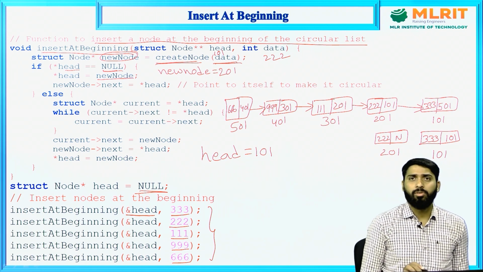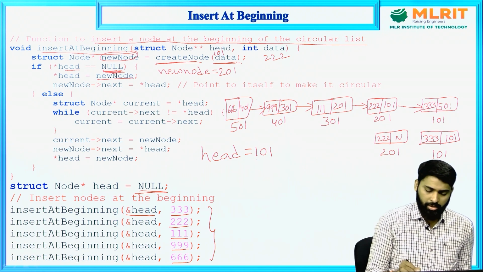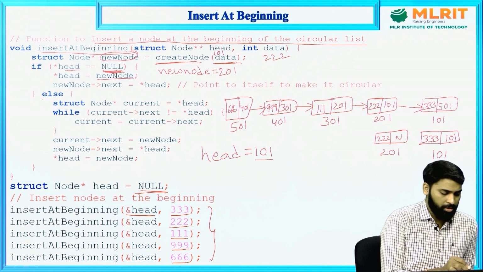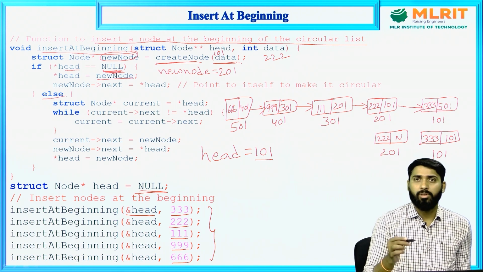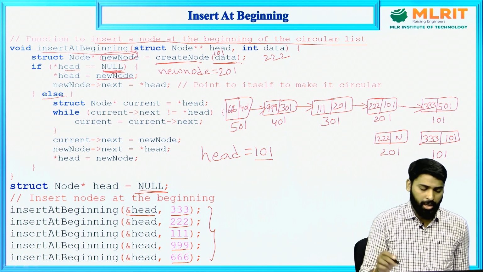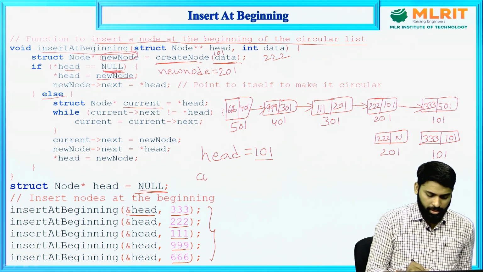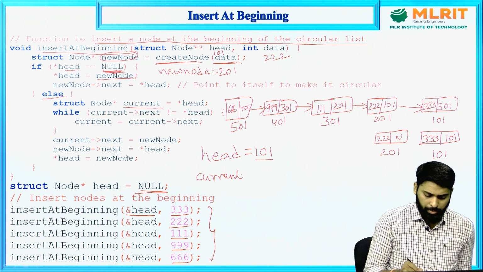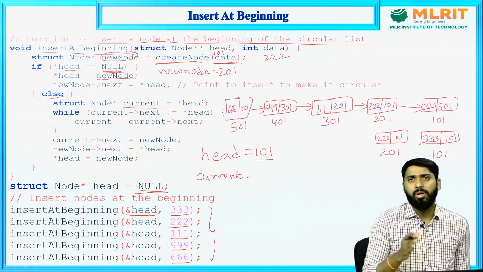Okay. Now what is the new node? 201. Now you are going to check head equals to null. No, it is 101. So we move to the else part. Now we are going to find the last node. We are going to traverse to the last node. Why? Because the last node we are going to update. The last node's next pointer will be updated first. So here we are taking one current. What is the purpose of the current here? This current will traverse up to the last node.